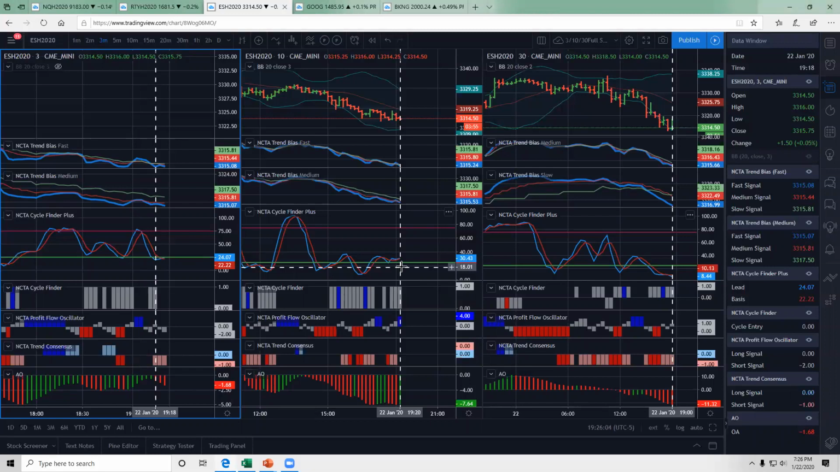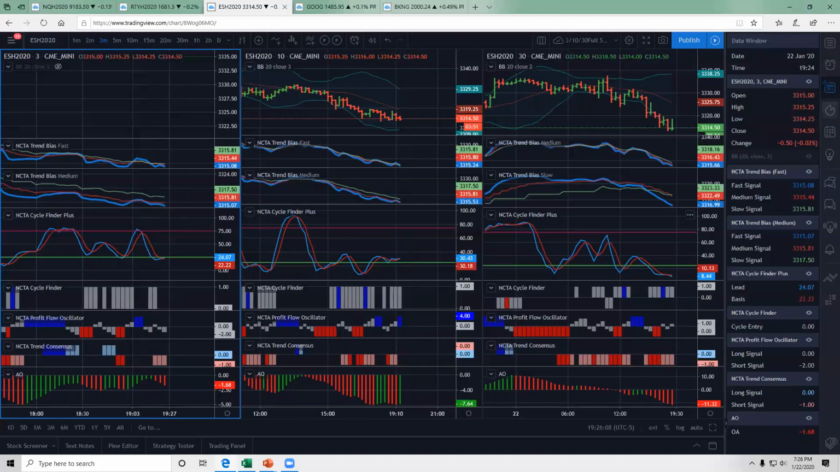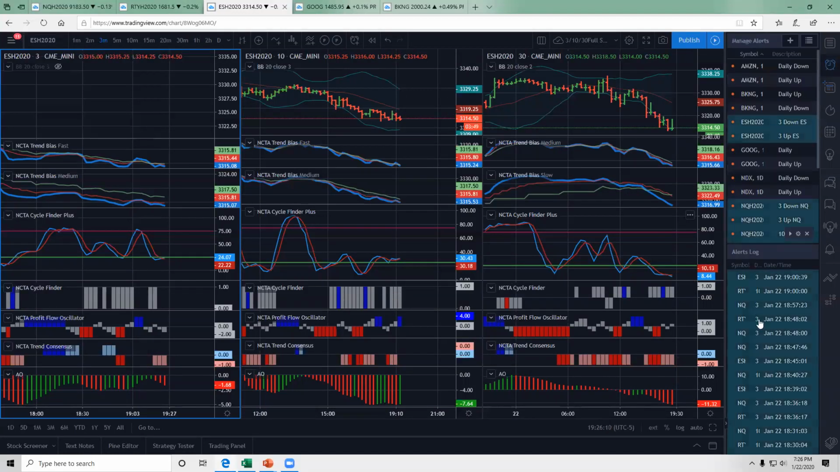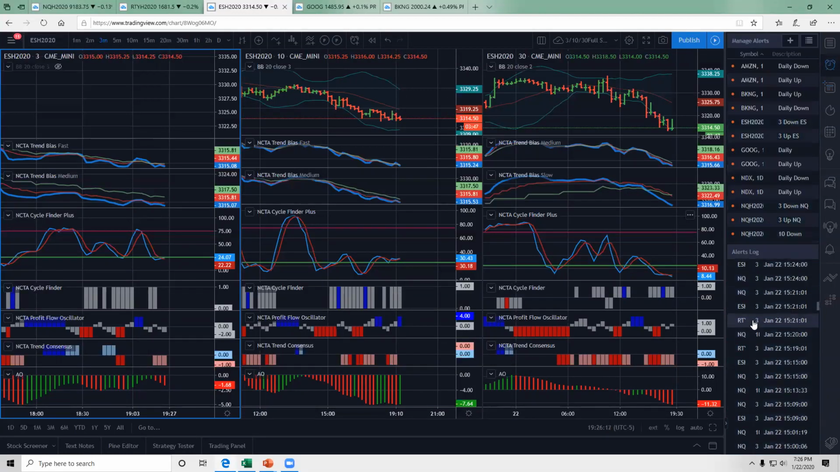So if we get a cross right at the beginning of the day, today Google happened right at the open of the day. I think I can go all the way back here.